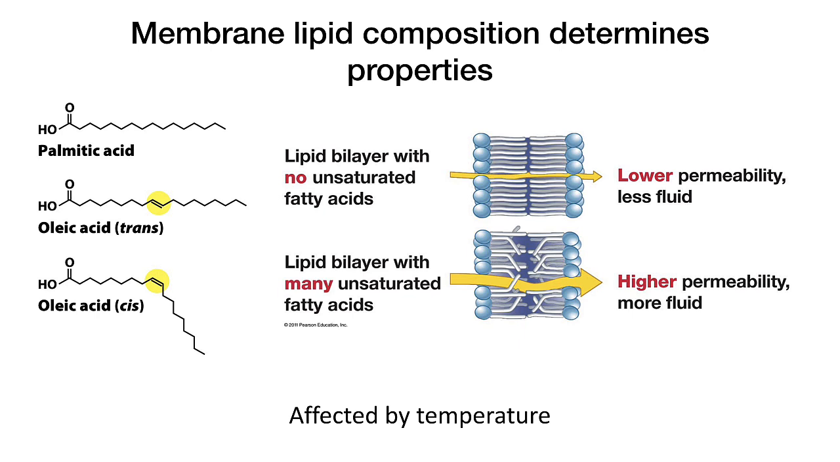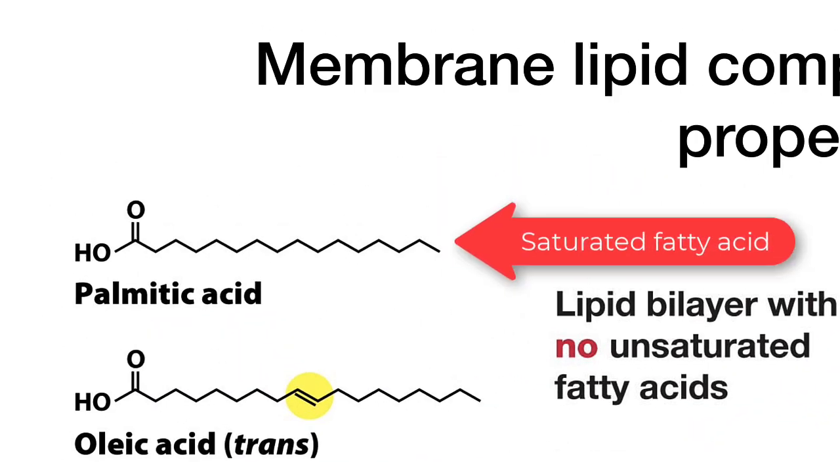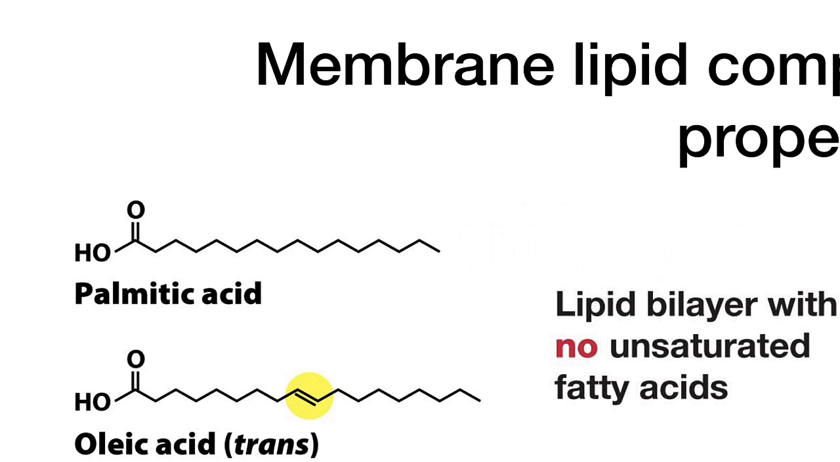First, let me explain the difference between a saturated and an unsaturated fatty acid. A fatty acid with a long chain of carbons with no double bonds in it is saturated. It contains as many hydrogens as it possibly can. Our example here is palmitic acid. The carbon chain on palmitic acid will be straight and can associate very tightly with its neighbors.